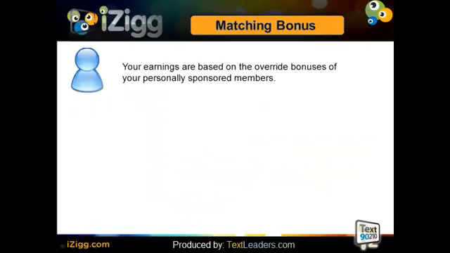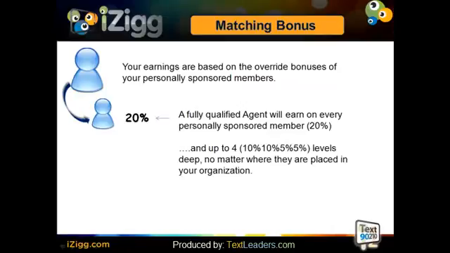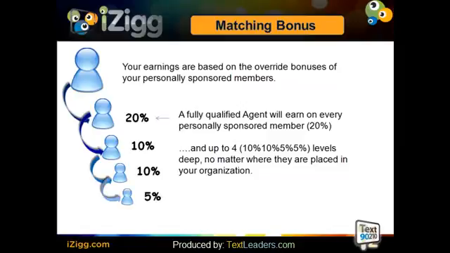So this is where your matching bonuses are based on your override bonus. So if you sponsor one person and they make a $1,000 override bonus check, the company will pay you a matching bonus of $200, 20%. And if you're a national director, you get paid another 4 levels, 10, 10, 5, 5, no matter where they're placed in your organization. So if you sponsor Jack, who then sponsors Mary, who sponsors Jill, who sponsors Sally, who sponsors Bill, you're going to get paid on all of these people, even though you only sponsored Jack here, because this is the lineage that you brought in 5 levels deep.